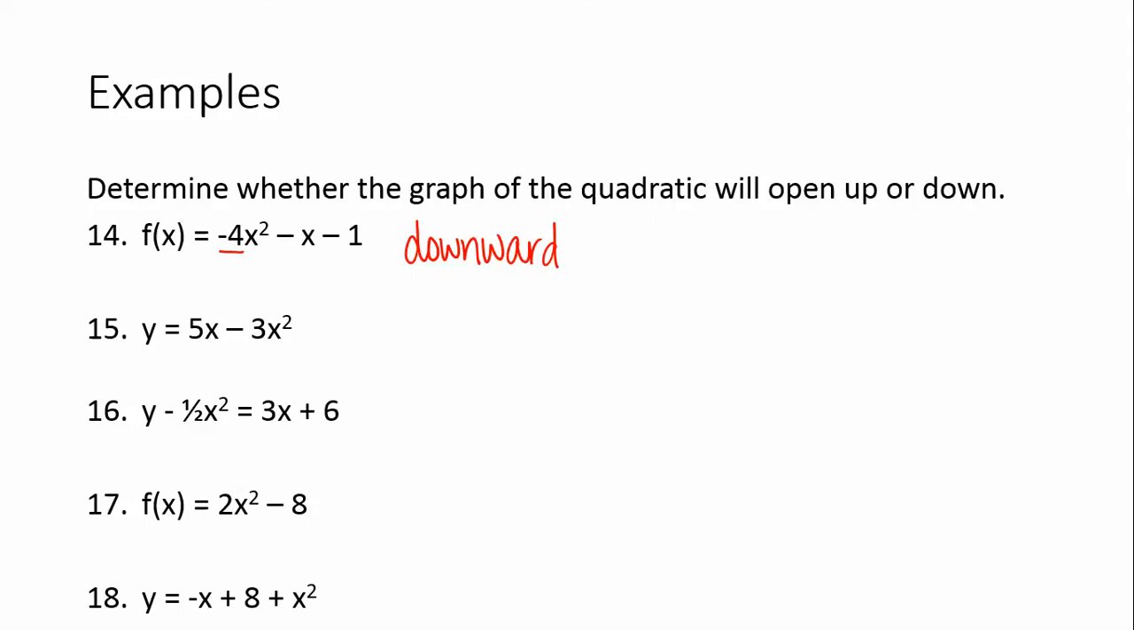Number 15, we have y equals 5x minus 3x squared. Now notice it's not quite in standard form. You're looking for the x squared term, and you're trying to find the coefficient in front of it. If we were to rewrite this in standard form, we would say negative 3x squared plus 5x. That negative 3 is where we're focusing. This also opens downward.